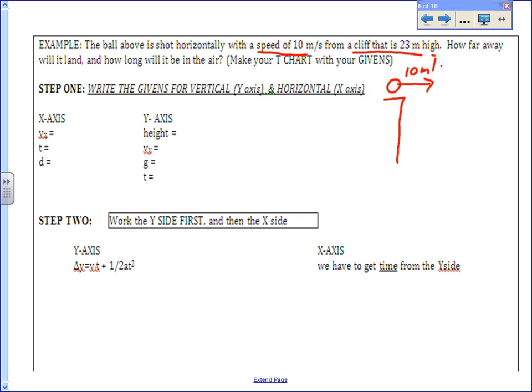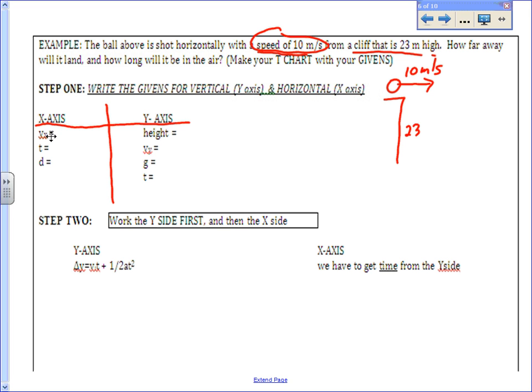So here's an object shot horizontally. Its beginning speed is 10 meters per second, and the cliff is 23 meters high. Now we're going to put this information over here in a t-chart, so help me by drawing a little t-chart in here.